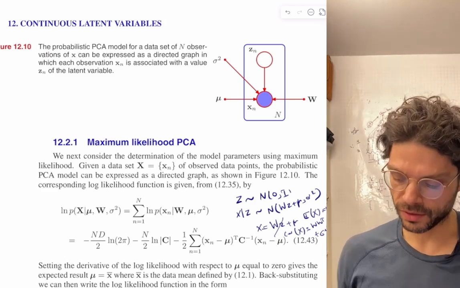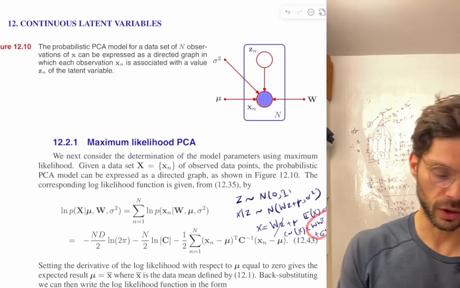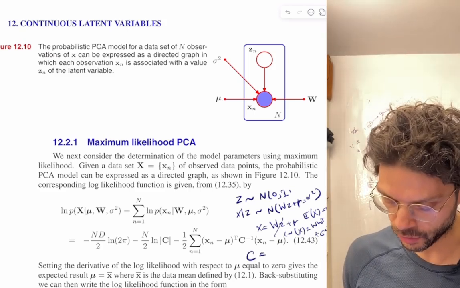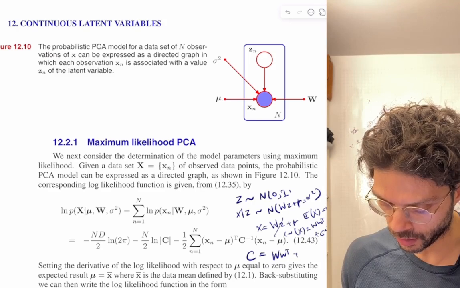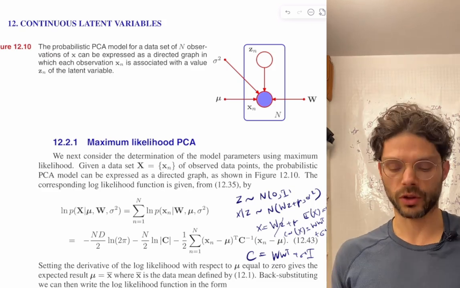This term is what we're going to call C, and we've already called it C before. So C equals WW^T plus sigma squared I. Essentially that's what we're saying here.